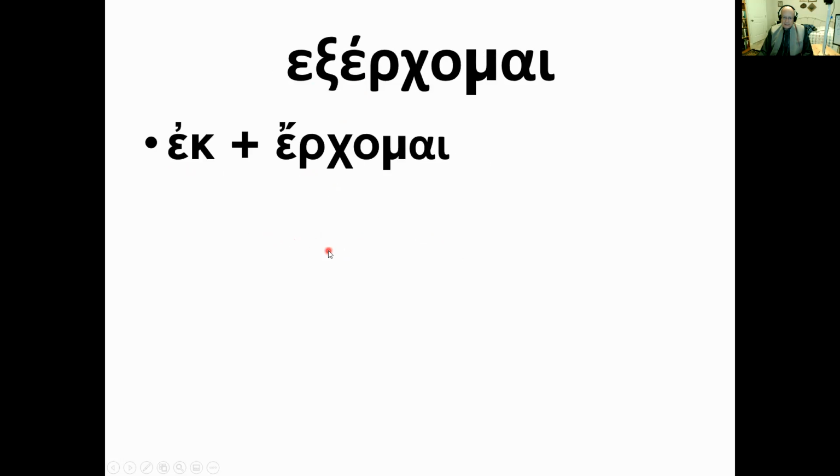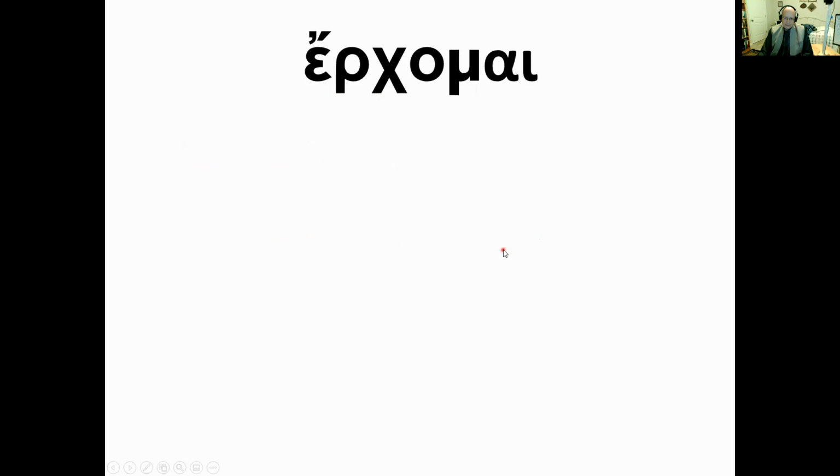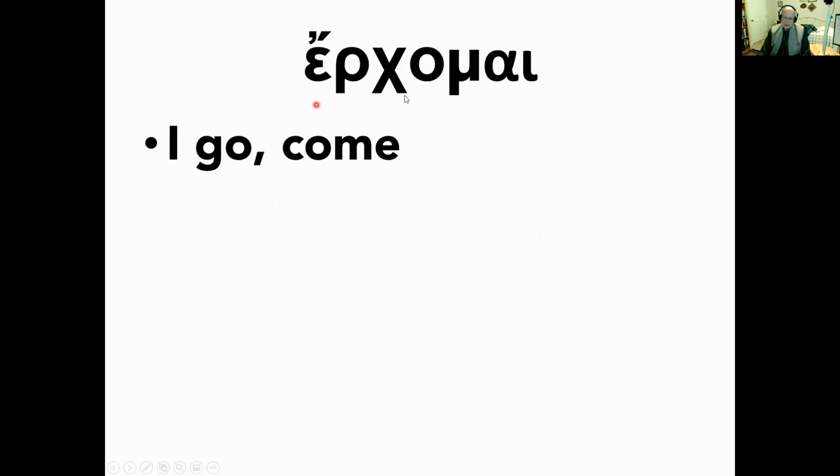Exerchomai. Notice that instead of ek, instead of kappa, we have xi. Exerchomai, I go out, I come out. Ek plus erchomai. Then we simply have erchomai, I go or come. And this is a very common verb in the New Testament. You really have to know it. Erchomai.